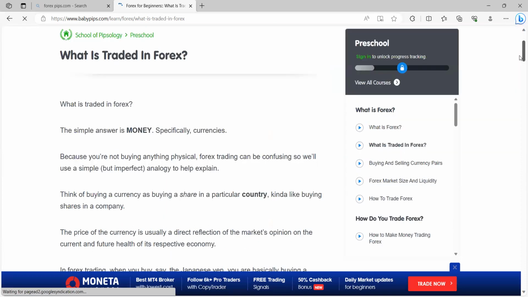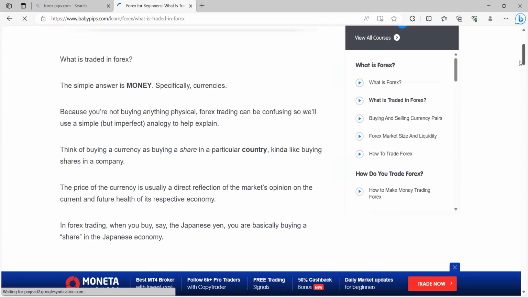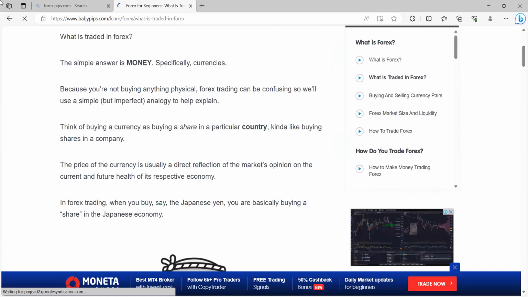What is trading in forex? What is traded in forex? The simple answer is money, specifically currencies. Right? So trading money on currencies. It's money put on currencies. That's what you basically mean by saying that, right?